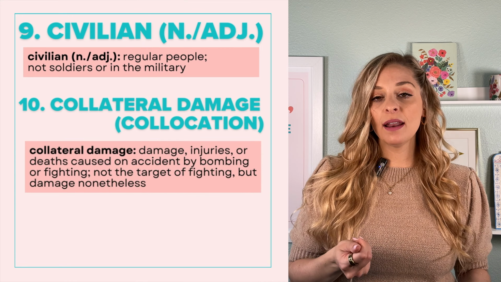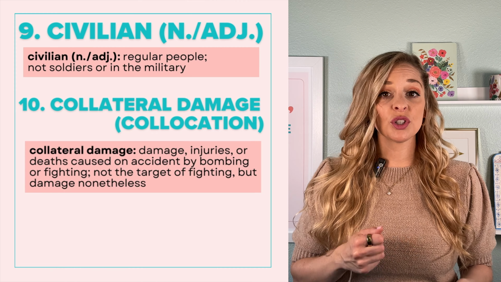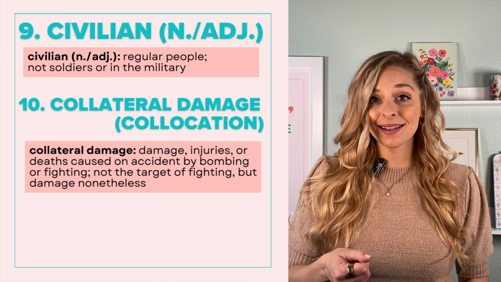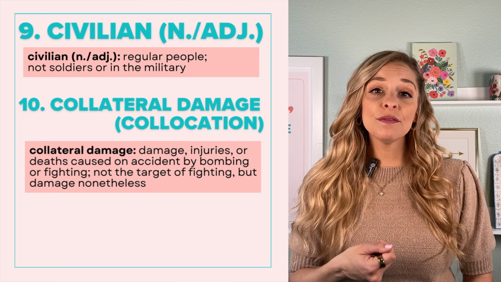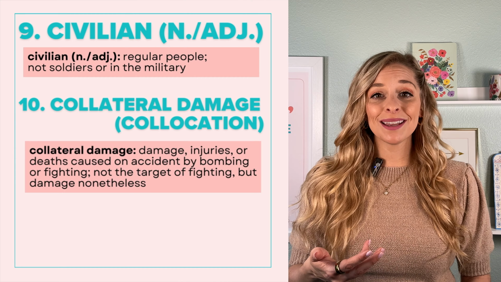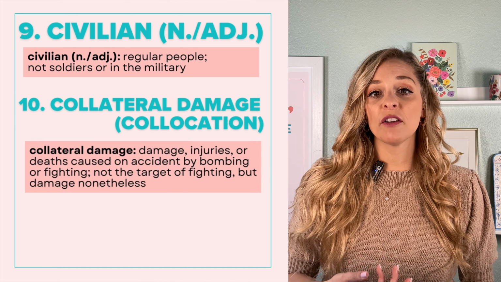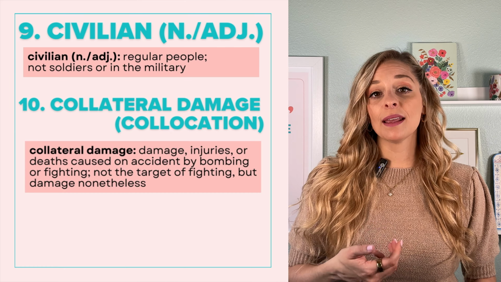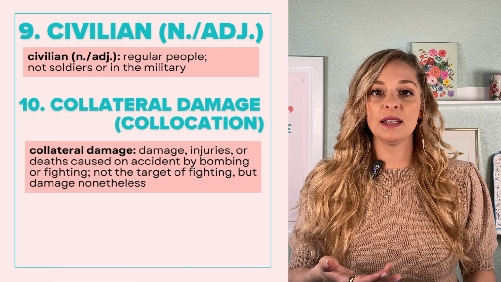And word number 10 is collateral damage. This is a great collocation that refers to damage, injuries, or deaths caused on accident by fighting or bombing. They are not the target of the fighting, but things still get damaged or people get killed. So a lot of the collateral damage we have been seeing in this conflict are civilians getting killed and civilian areas like hospitals and buildings being destroyed.